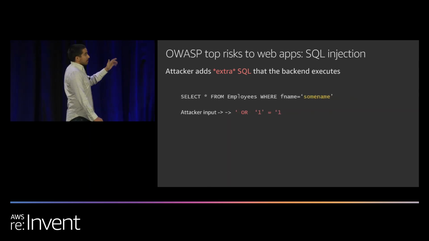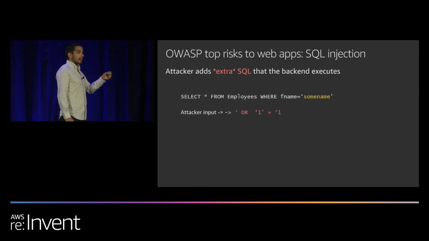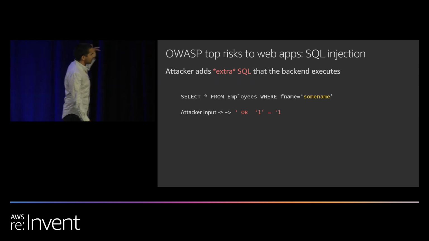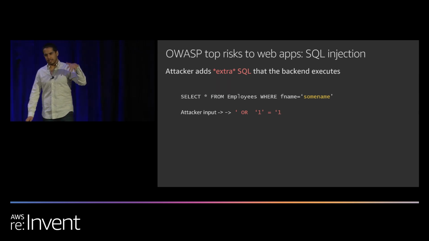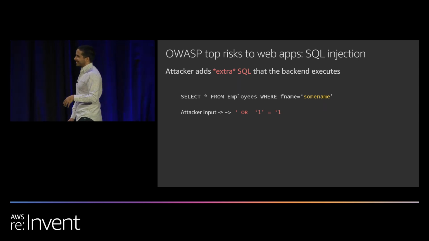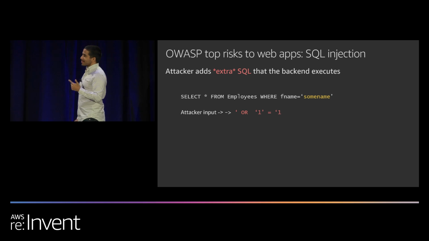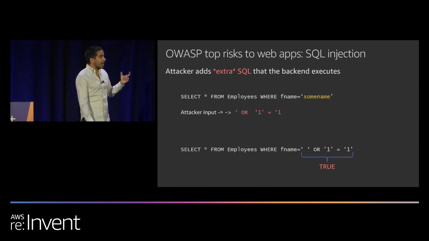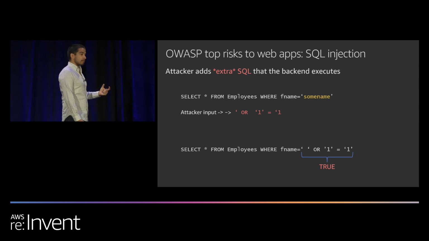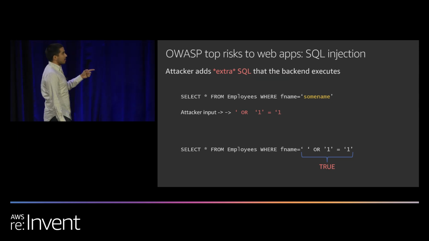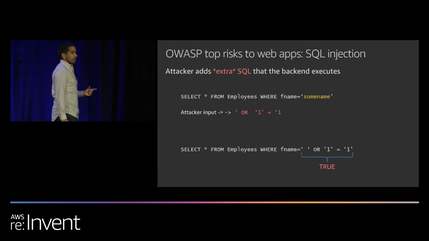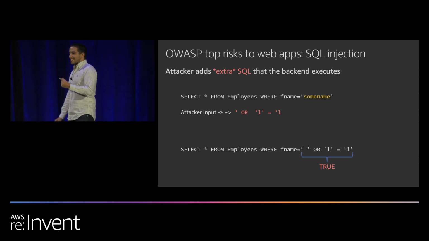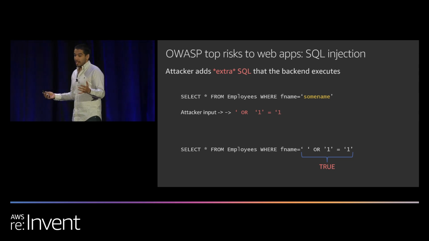So this is another example. Let's say that your application is expecting a first name, and instead the attacker sends this cryptic message of tick or 1 in ticks equals tick 1. This is not as obvious, but it's equally as dangerous. So what happens is that all of that is going to evaluate to true, and as a result, this command is going to pull every single employee from that table. So very dangerous and very simple attacks that can lead to massive leaks of data.